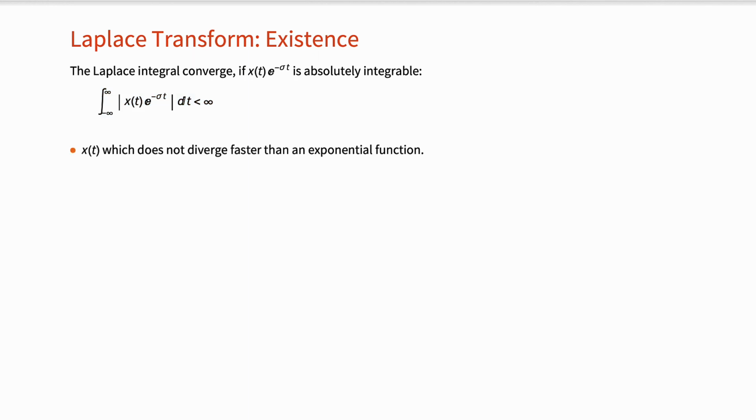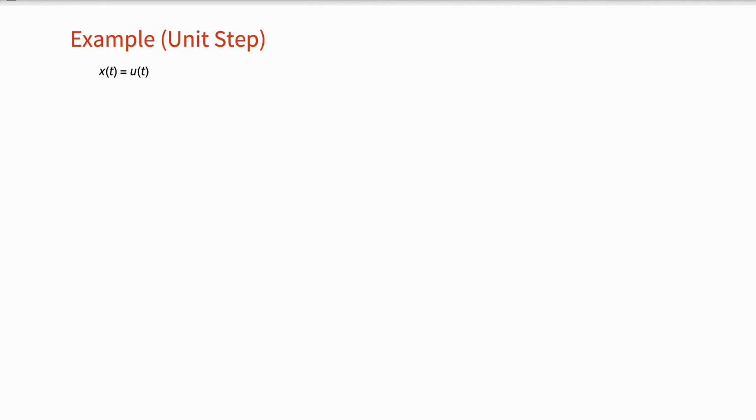This means that the Laplace transform exists for all functions x of t that do not diverge faster than an exponential function. Also, the range of values of sigma for which the Laplace integral converges is what we call the range of convergence of the transform. As an example, let's find the Laplace transform of the unit step function. Using the function BilateralLaplaceTransform in the Wolfram Language, we find the Laplace transform and the condition under which this result is valid. Basically, the region of convergence for the Laplace transform.